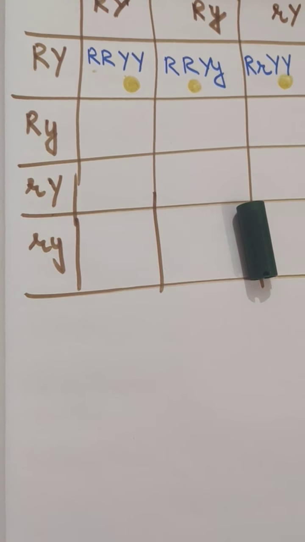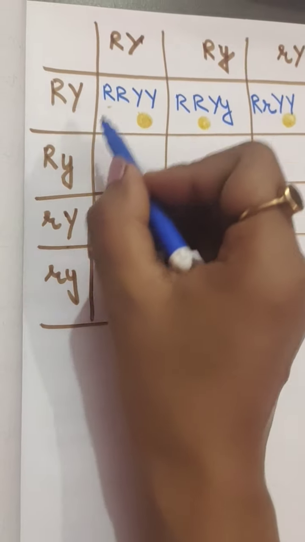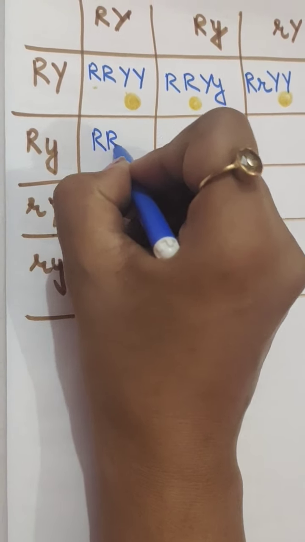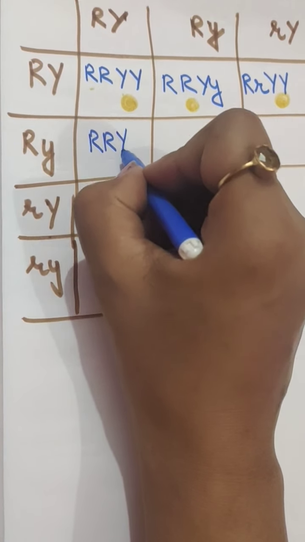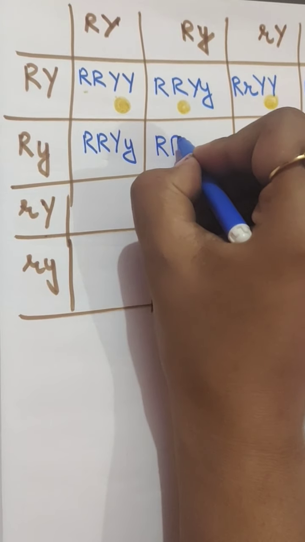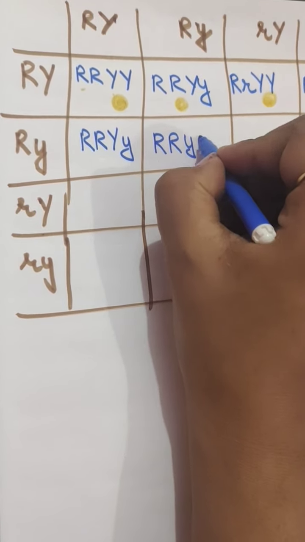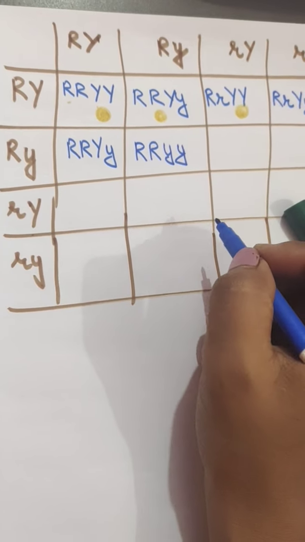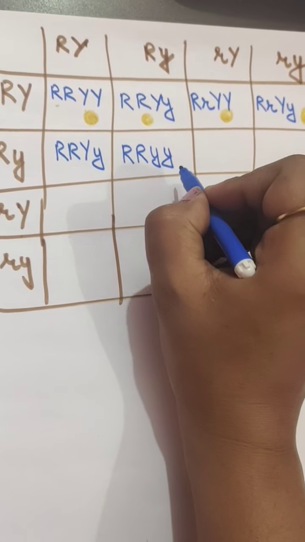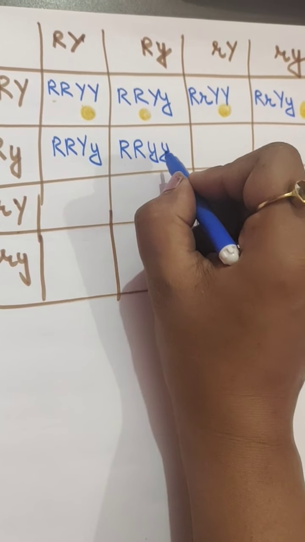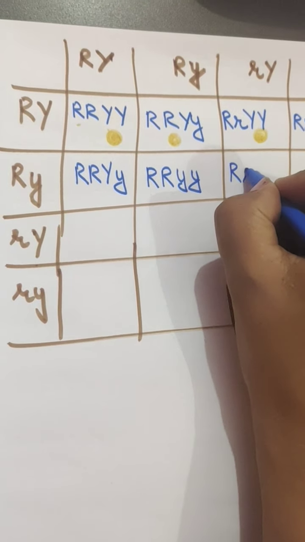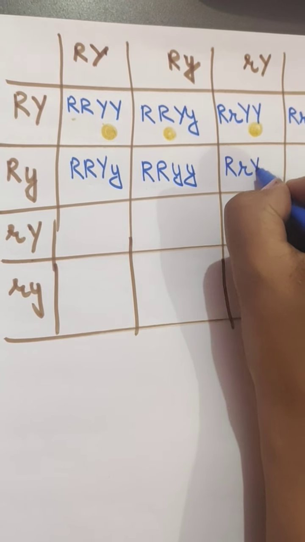Now moving to the next: capital R and capital R again, capital R and capital R, and capital R and small y. So again capital R and capital R, small y and small y. Now here it's small y and small y, that means both the genes are recessive. So here the color will be green. Okay. So again capital R and small r, capital Y and small y.